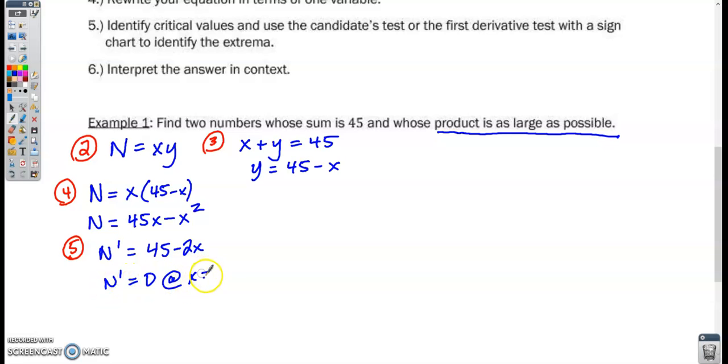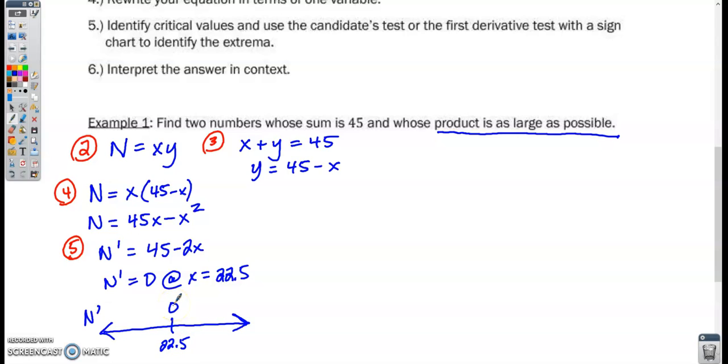And I find that that's 0 at x equals 22.5. That's the only critical point that we have in this situation, and we don't have any endpoints. I mean, I could have a negative number and a positive number. Of course, then my product's going to be negative, so I know that realistically I'm looking for positive values here. Once I find that this is my only critical point on the interval, there's really two possibilities that can occur. Either this is where the optimal value is going to be for me, or there is no optimal value.